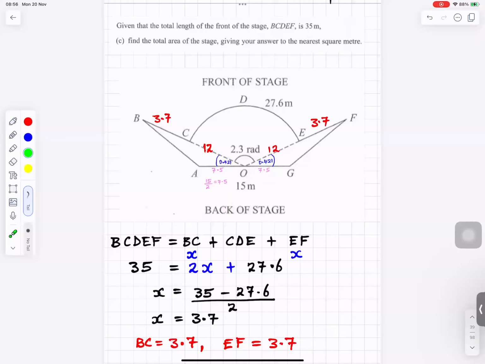Part C, find the total area of the stage. The area, how big that stage is. So we got BC, D, E, F. So we want to find BC plus CDE plus EF. So we know BC and EF are the same. We call them x and x, so that gives us 2x. And we know that one is 27.6, and they say the total is 35 meters. Solve it, you get x to be 3.7.